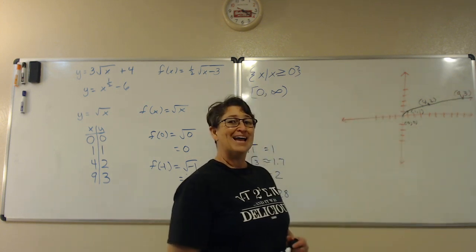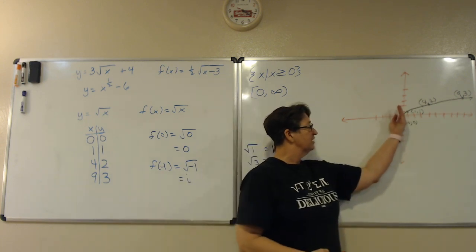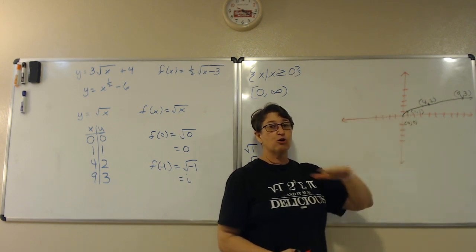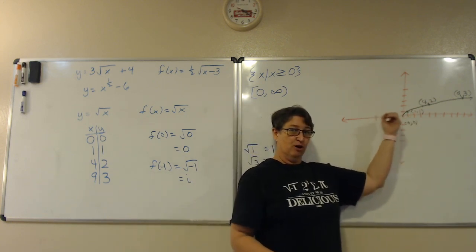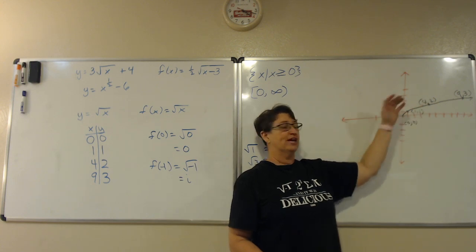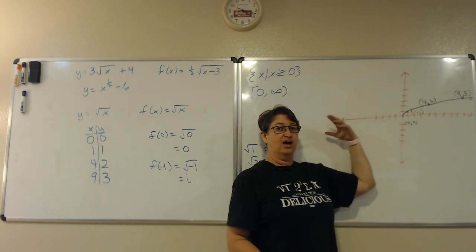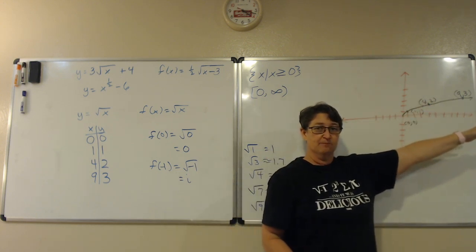So our domain is restricted. Notice that there's nothing happening on this side of my graph. If you go looking at the other ones, it fills up the graph paper both left and right. Your x values cover the whole thing. But here, my domain is restricted. There's nothing going on this side. My x's start at 0 and go to infinity.